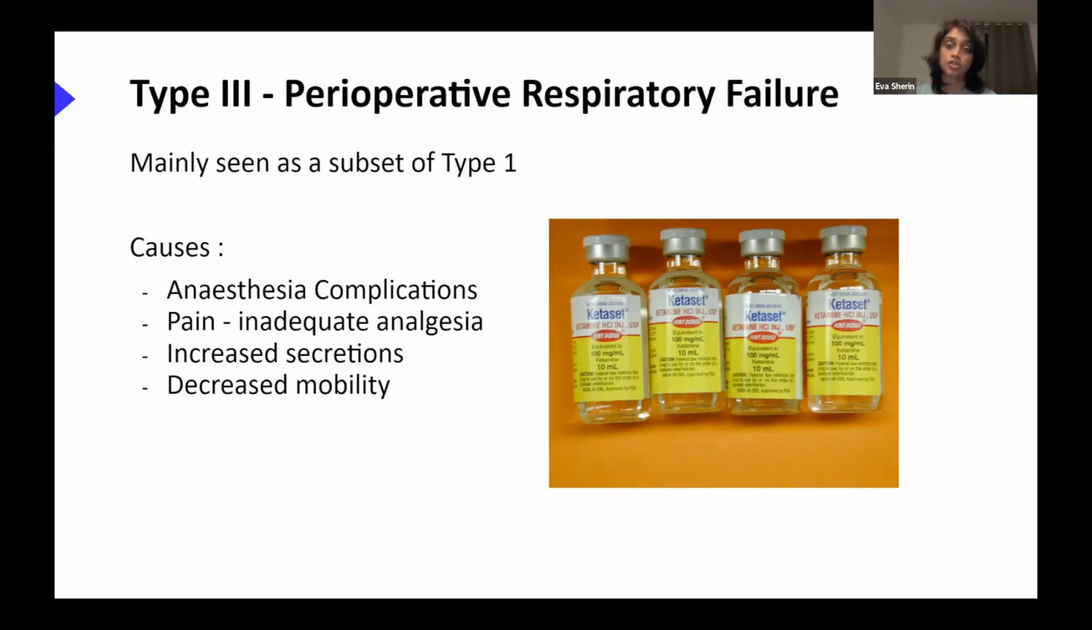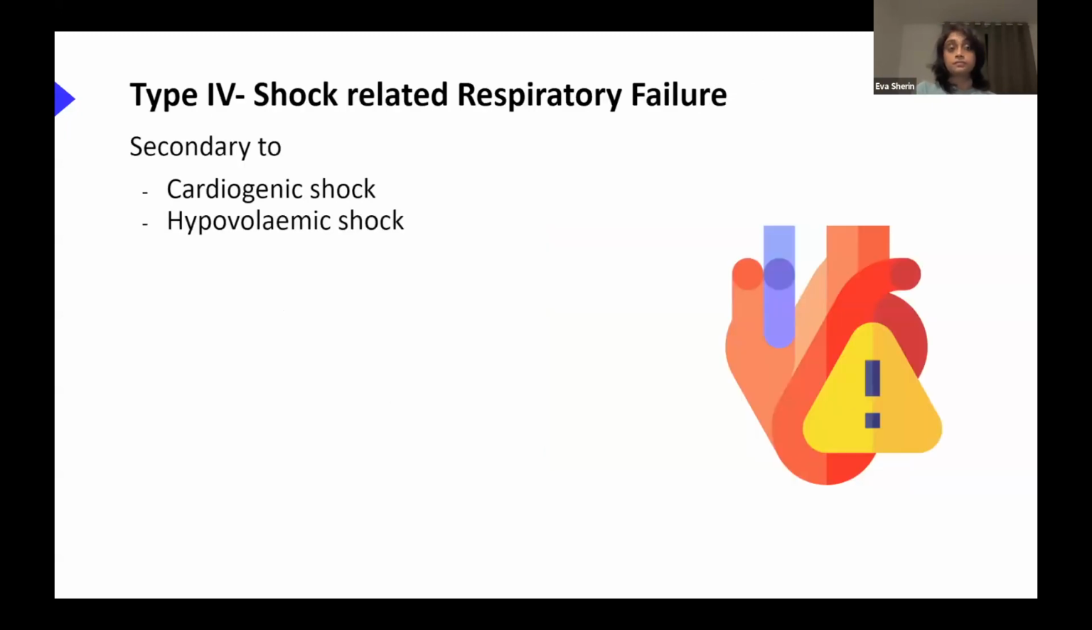And they would not have adequate chest expansion. So they're not actively breathing. They become more conscious of themselves, and they don't take the deep breath that they should be taking post-operatively. And thereby that also causes respiratory failure. And increased secretions and decreased mobility as well. These are all seen as post-operative complications, so all come under type 3. Type 4, I feel, is not a problem with the lung in itself. It's more of a shock-related situation where there's cardiogenic and hypovolemic shock.